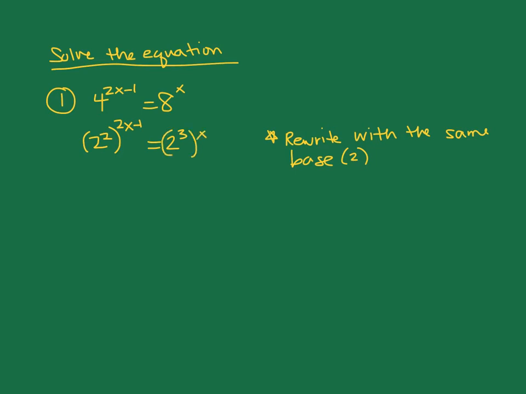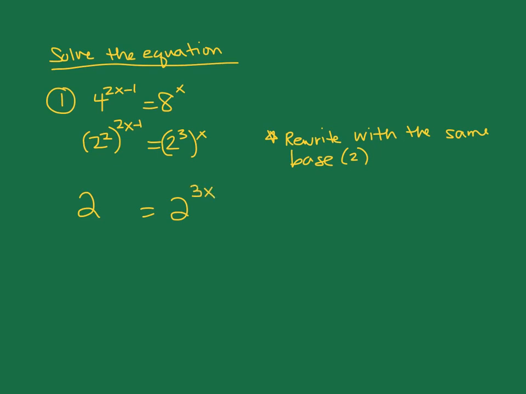The next thing I'm going to do is rewrite it again. I keep my 2 as my base. I'm going to start with the one on the right because it's easier. So 2 to the third to the x power, we have an exponent property that says if you have a power to a power, you multiply your exponents. So that's going to be 3x.